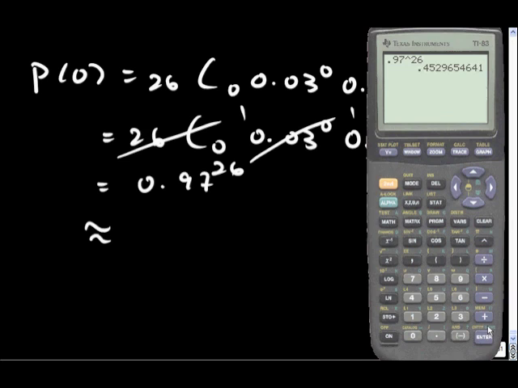0.452965. Let's approximate this answer to the nearest 10 thousandths. So we see that 9 is in the 10 thousandths position. The digit to the right is a 6. So if we add 1 to the 9, that makes it 10. Or if we add 1 to the 29, we get 30. Either way, the answer is approximately 0.4530.